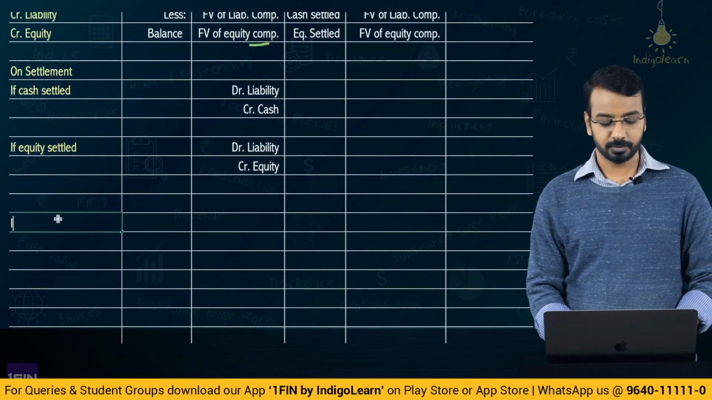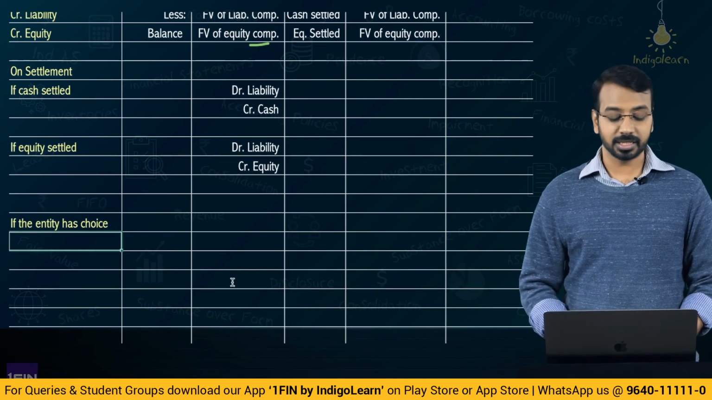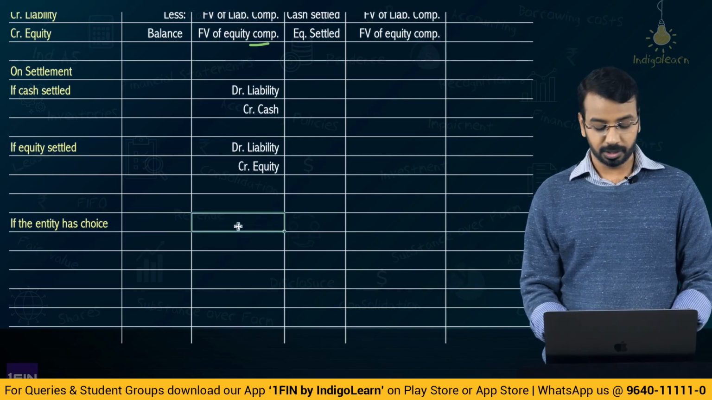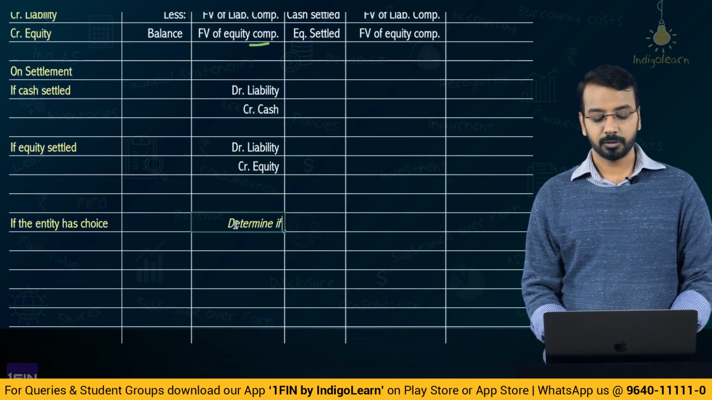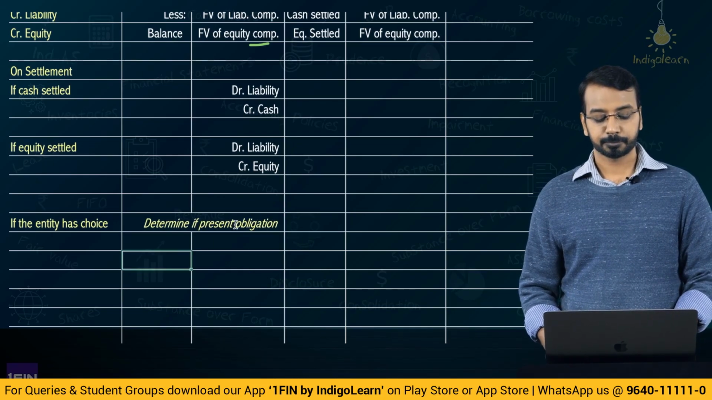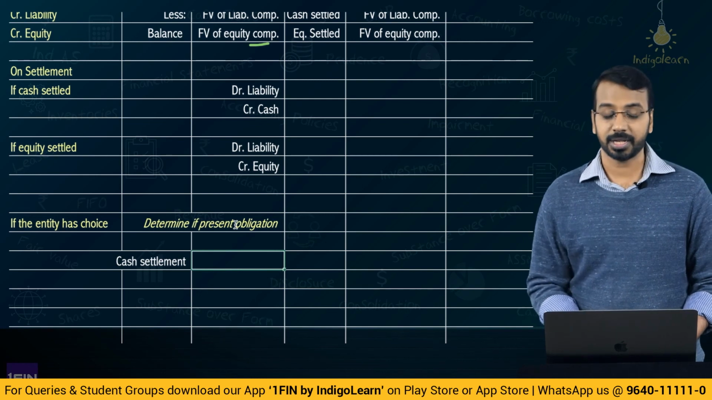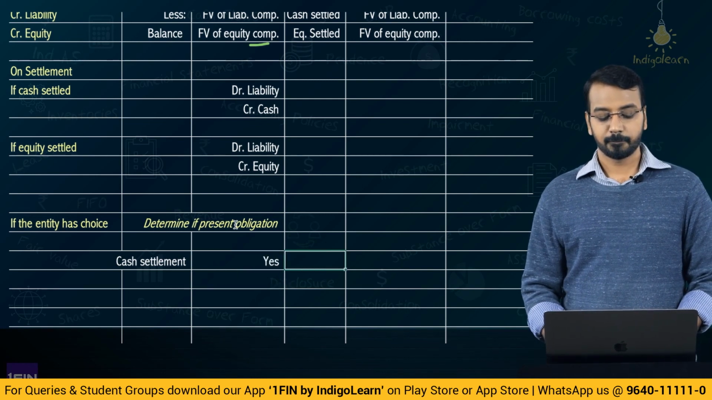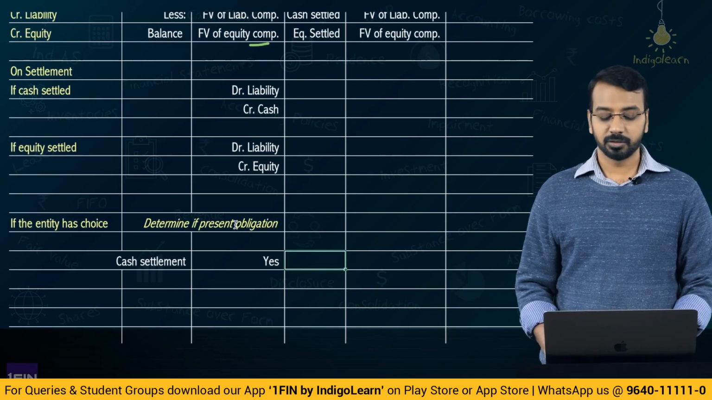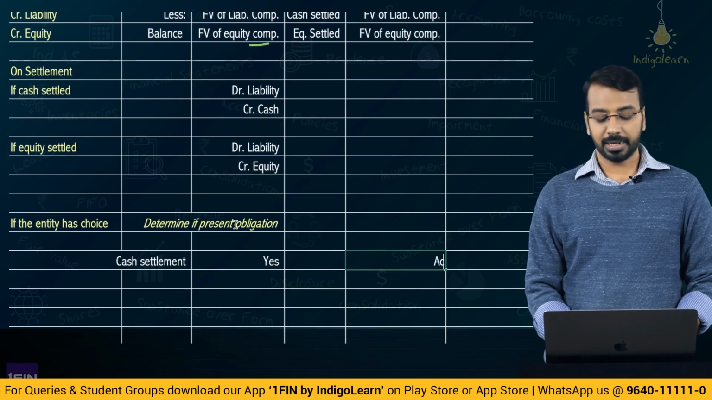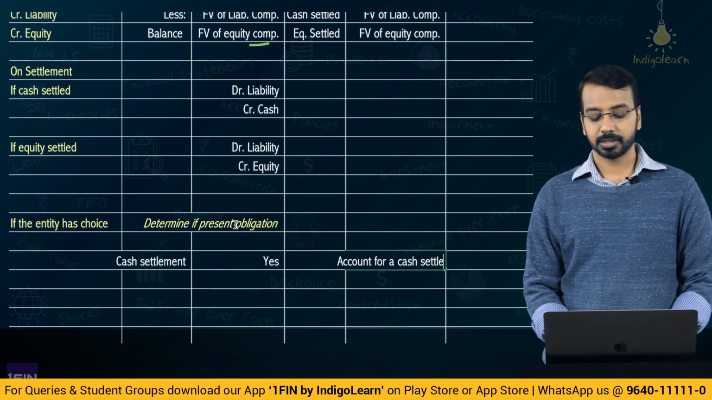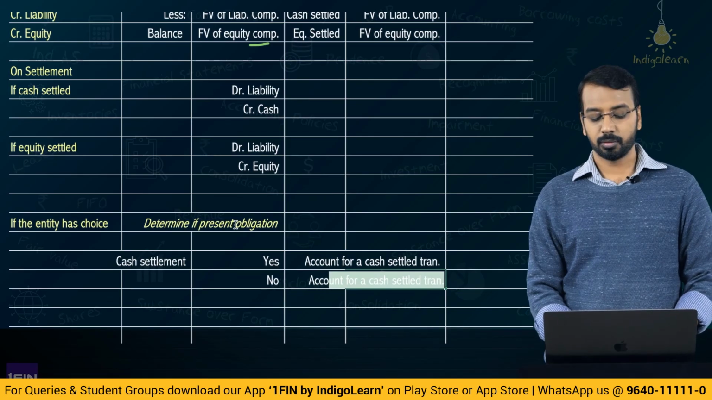Now if the entity has a choice, then what is the scenario? If the entity has a choice, you have to determine if there is a present obligation for cash settlement. Is there a present obligation for cash settlement? If the answer to this is yes, then you will account for a cash settled transaction. If the answer to this is no, you will account for an equity settled transaction.